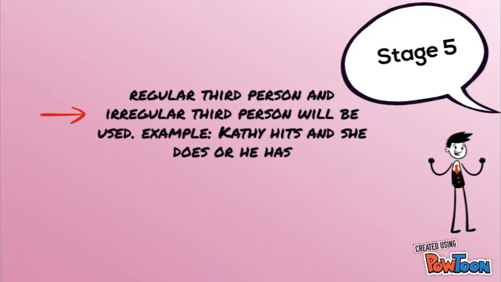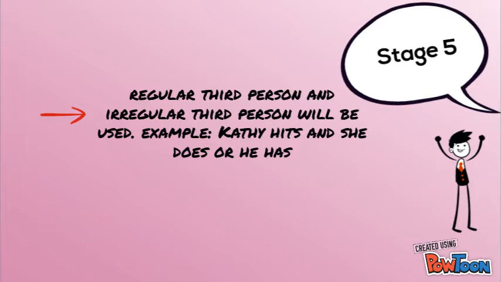Children will start using relative clauses to connect very simple sentences. By this stage, the regular third person and the irregular third person will be used. For example, Kathy hits and she does or he has.